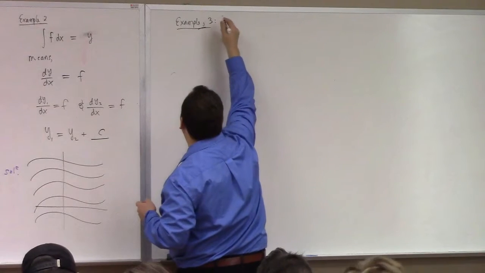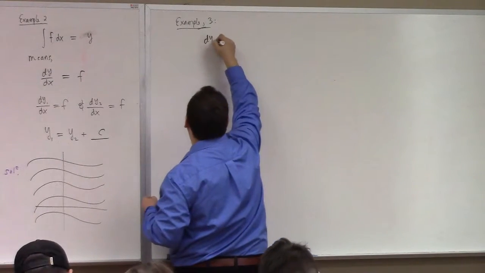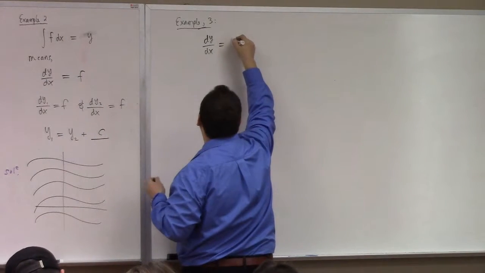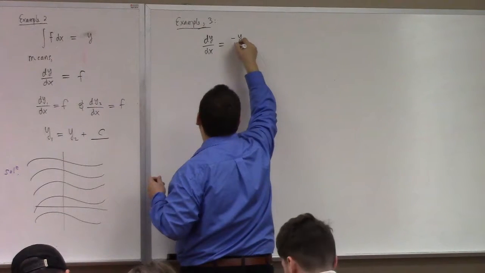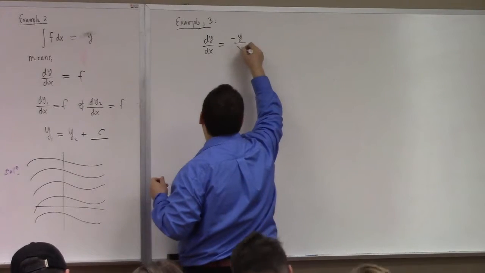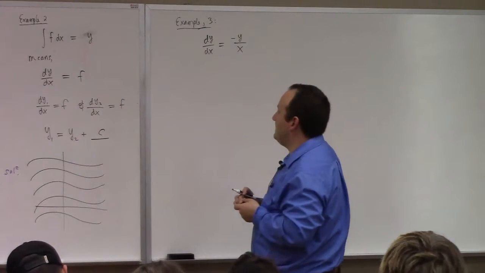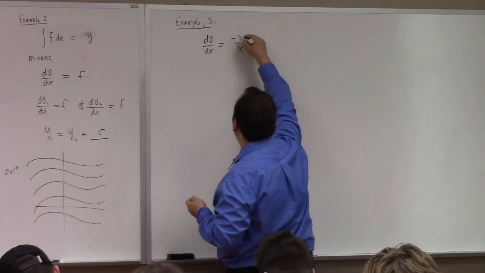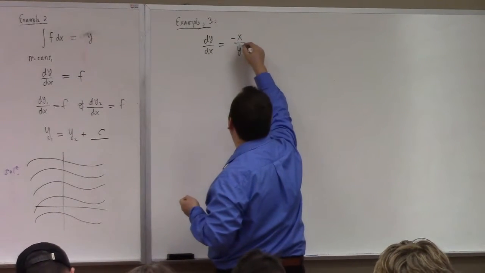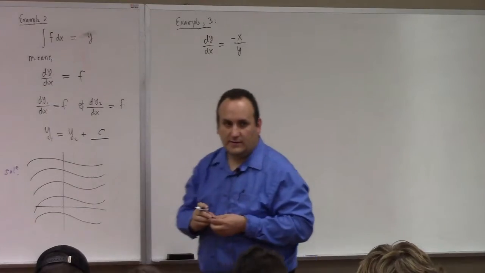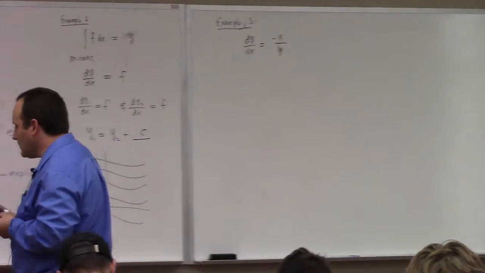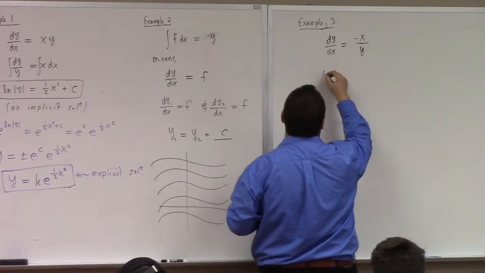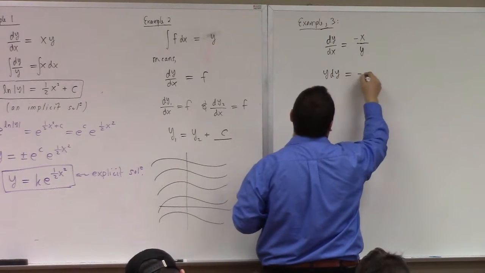All right, another separation of variables example. How about this one? dy/dx equals to minus x over y. That's more fun. Okay, so this gives me, separating variables, y dy equals to minus x dx.